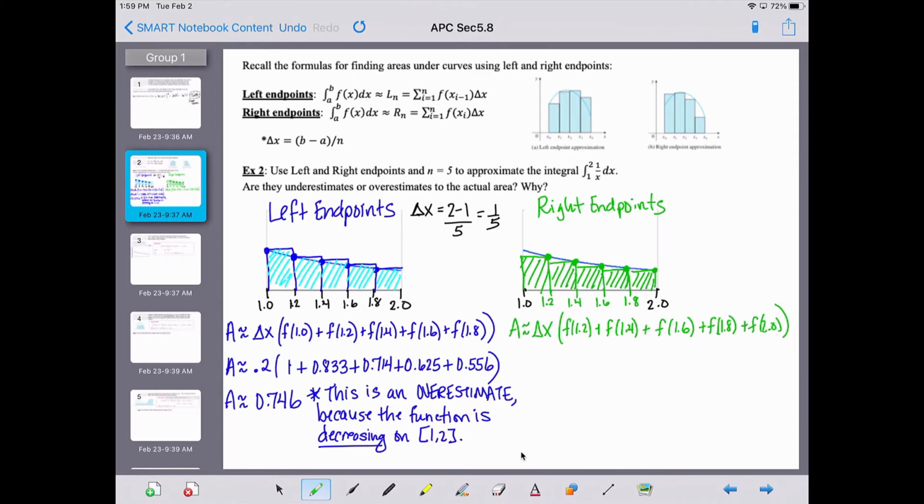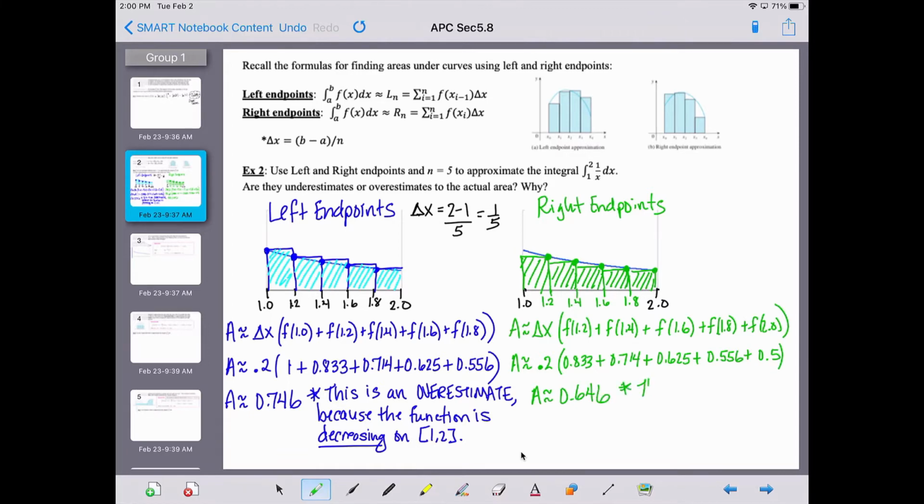And when I evaluate my function at those points along the x-axis, I know that my area is going to be approximately equal to 0.2. There's my base of each of my rectangles. And then I have 0.833 plus 0.714 plus 0.625 plus 0.556 plus 0.5, because 1 divided by 2 is 1/2, so that one's an exact. And simplifying this on my calculator, I get that my area is approximately 0.646 this time.